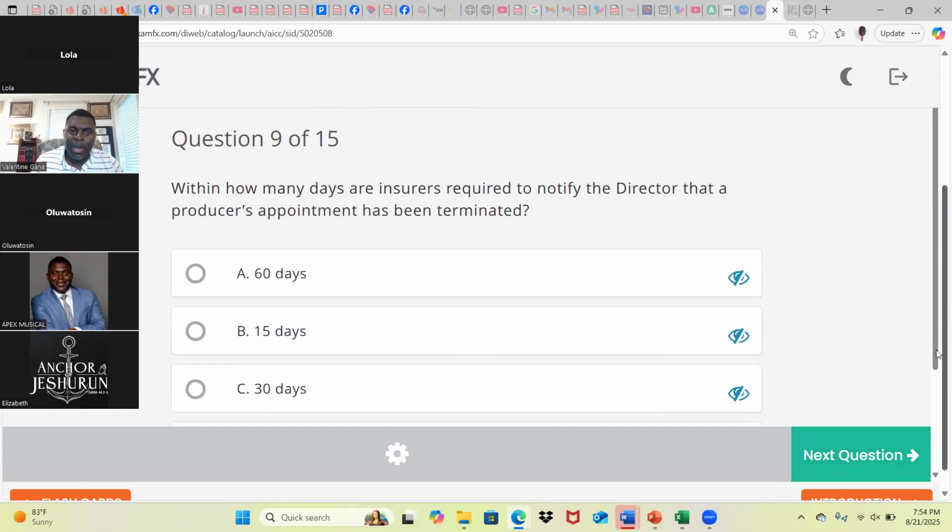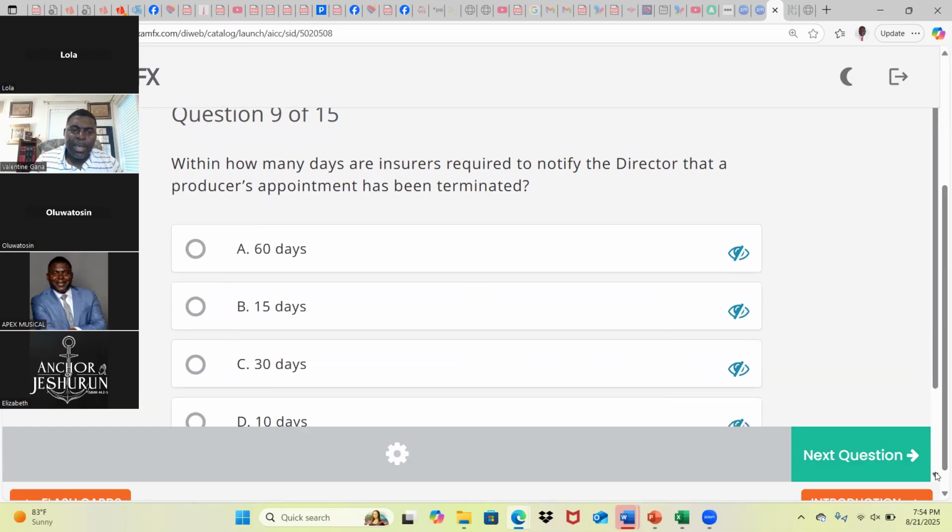All right, let's do the next one. Elizabeth, you want to read this one for us? Within how many days are insurers required to notify the director that a producer's appointment has been terminated? A, 60 days. B, 15 days. C, 30 days. D, 10 days. Okay.